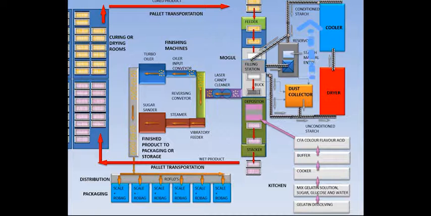The last step of the starch cycle is the starch returning to the mogul. After the starch has been conditioned, the starch is sent back to the mogul to fill trays with starch.